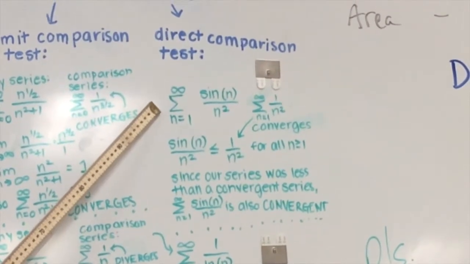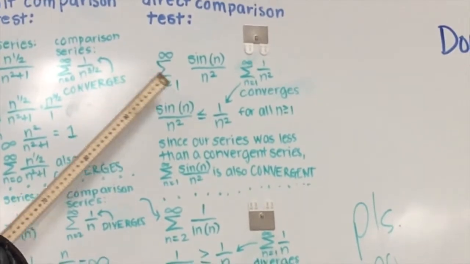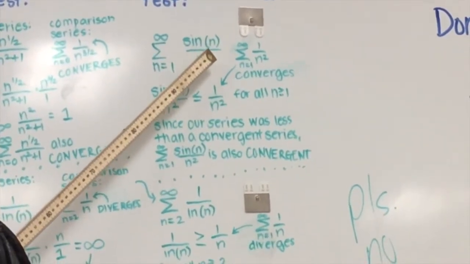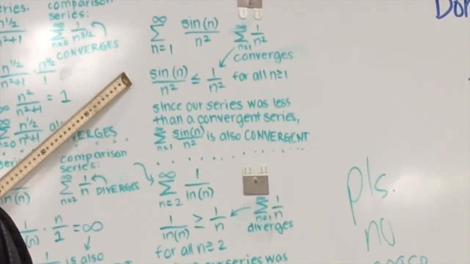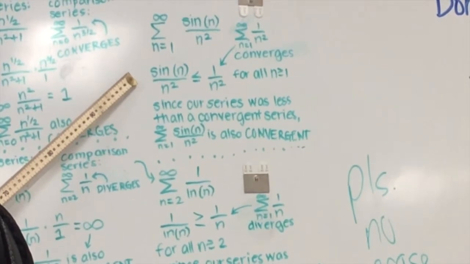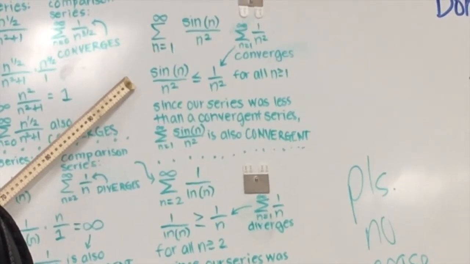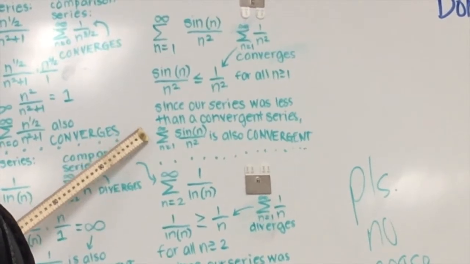For our first example, our series is sine of n over n squared. We use a comparison series, the summation from 1 to infinity of 1 over n squared, which is convergent, and since sine of n over n squared is less than or equal to 1 over n squared for all n greater than or equal to 1, our series is also convergent.